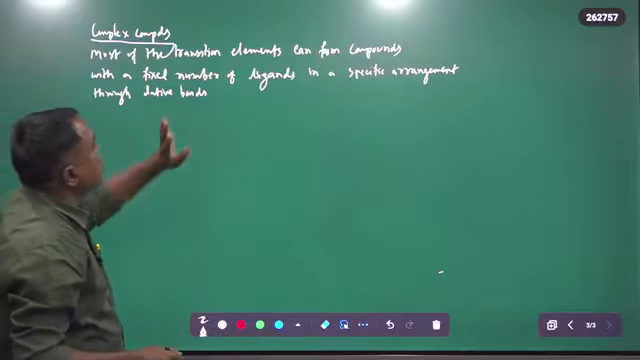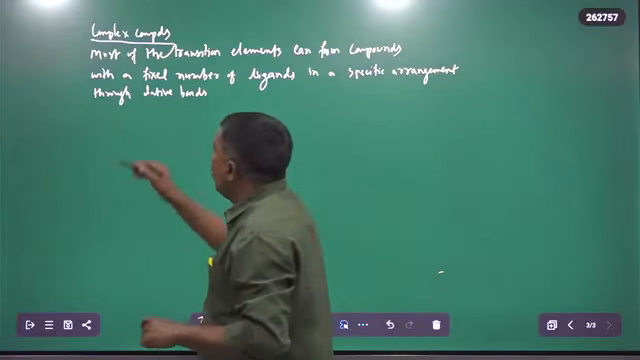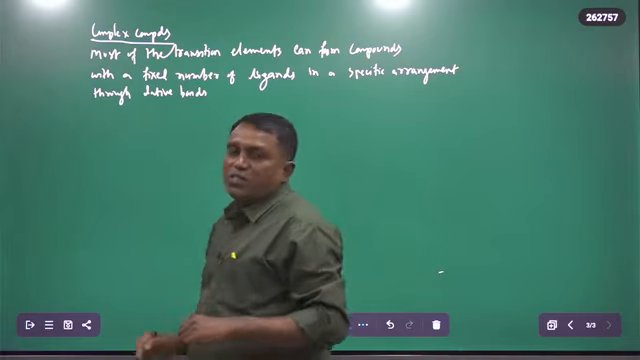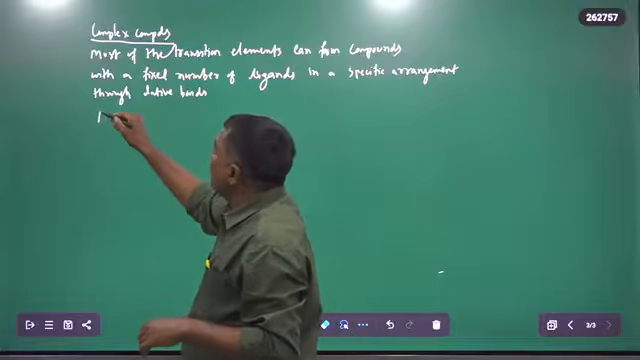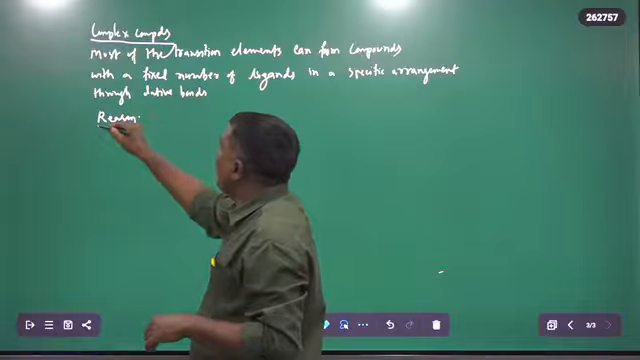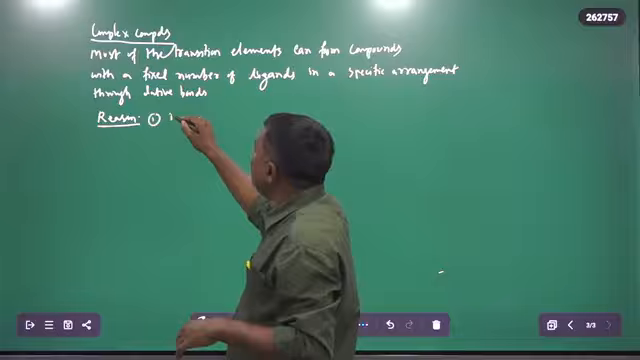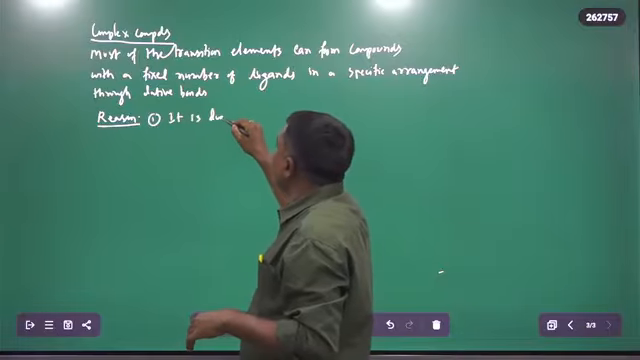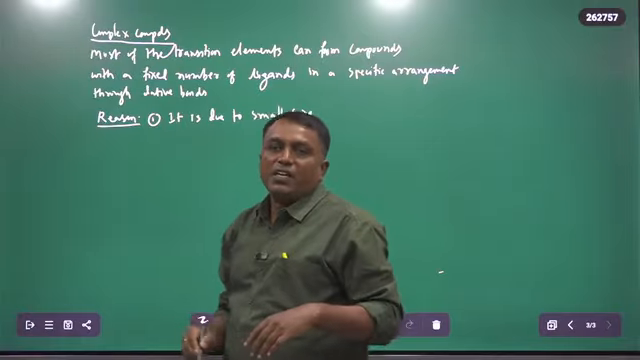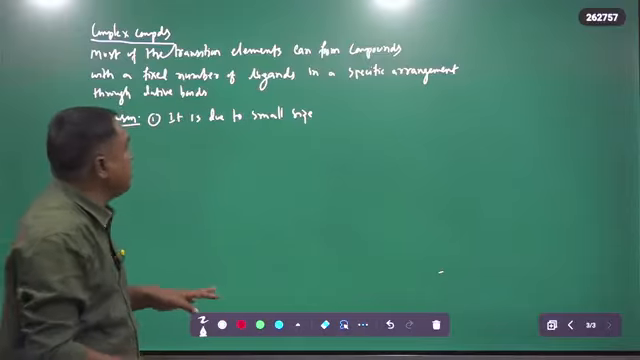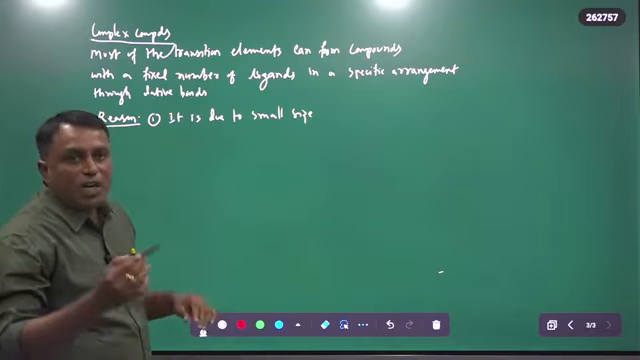Why do transition elements form a large number of complex compounds? Why do transition elements exhibit complex compound formation? The reason behind this, the first reason, is their small size. So how does small size affect complex formation? Due to small size, what will happen?